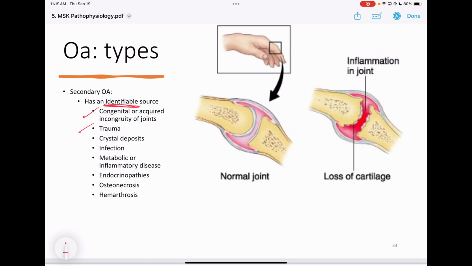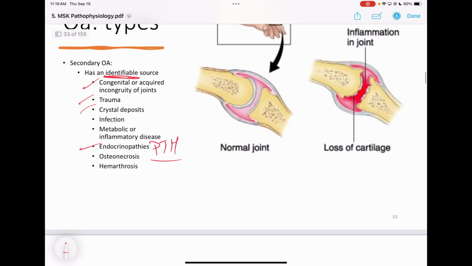Congenital things, trauma, crystal deposits. Gout, for example, is a secondary cause of osteoarthritis because it's an inflammatory process. Once that goes away, the osteoarthritis should usually go away as well. Also infection, metabolic disease, endocrinopathies like your PTH, osteonecrosis, and hemarthrosis.